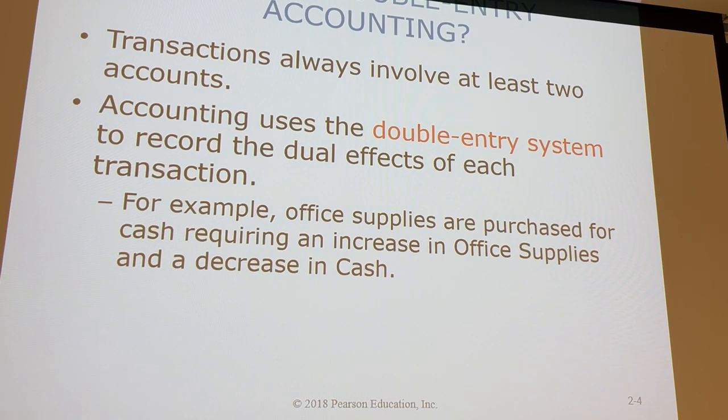When we record a transaction, there are always at least 2 accounts that are affected by this. We already saw this really in chapter 1. The type of accounting system that we use in the United States is called a double entry system. It's double entry because we have to record effects involving at least 2 accounts at the same time. So as an example of a transaction, office supplies are purchased for cash. So the account for office supplies would be increased. The account for cash would be decreased.